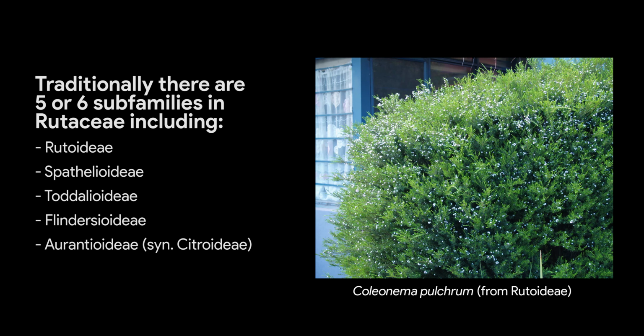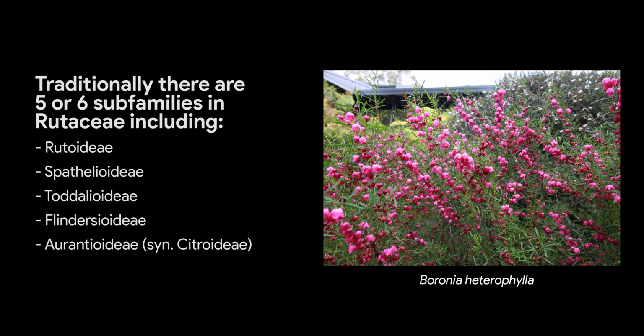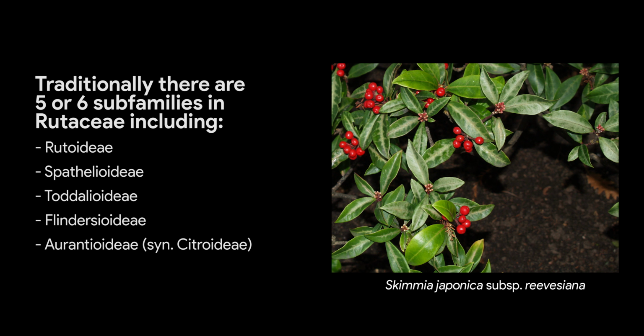Traditionally, there are 5 or 6 subfamilies in the Rutaceae, including Rutoideae and Aurantioideae, which are the most prominent subfamilies. There are also 4 less prominent subfamilies, which include Spathelioideae, Dictyolomatoideae, Flindersioideae, and Toddalioideae. DNA analysis, or genetic analysis, has challenged this classification in recent times. Hence, you may find conflicting information at times, based upon the genetic analysis approach to taxonomy.